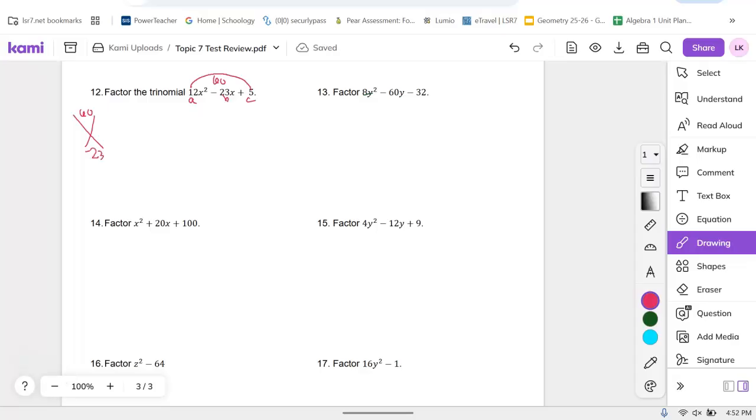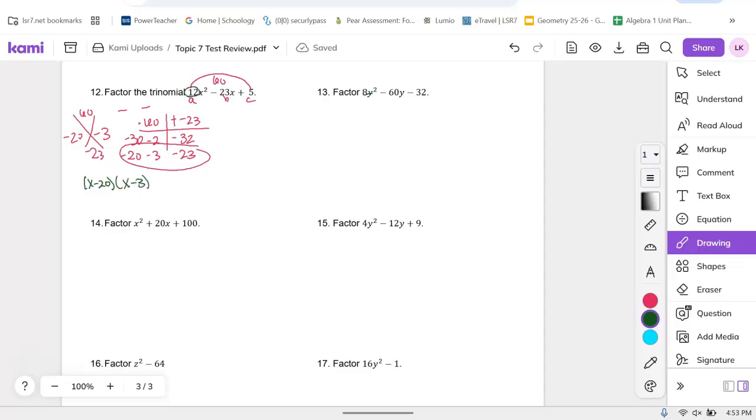Since I have a positive AC and a negative B, both factors are going to be negative. So what multiplies to give me 60 and adds to give me negative 23? I could do negative 30 and negative 2, but that gives me negative 32. Let's try negative 20 and negative 3. That's negative 23. So I have negative 20, negative 3. So I have x minus 20 times x minus 3.